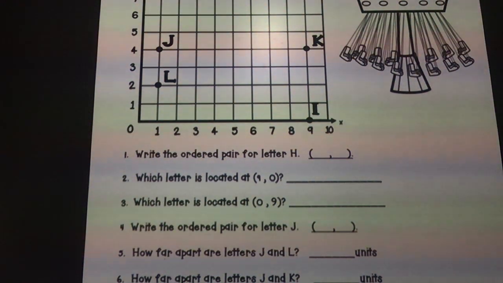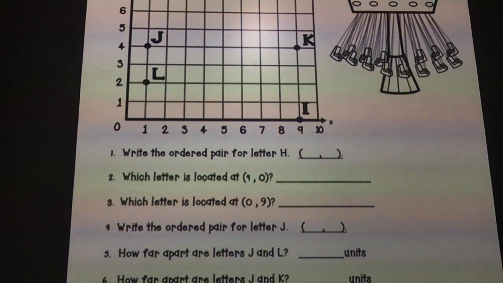Number 7. Letter M should be placed 4 units to the right of J and then 1 unit up. What is going to be the ordered pair for letter M when you do that? Again, I want you to try this one in your math notebook on your own. So letter M should be placed 4 units to the right of J and then 1 unit up. What is going to be the ordered pair for M?